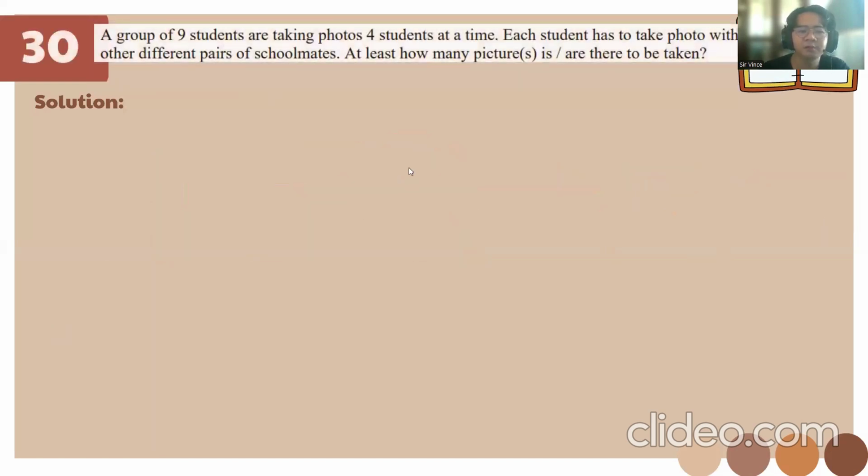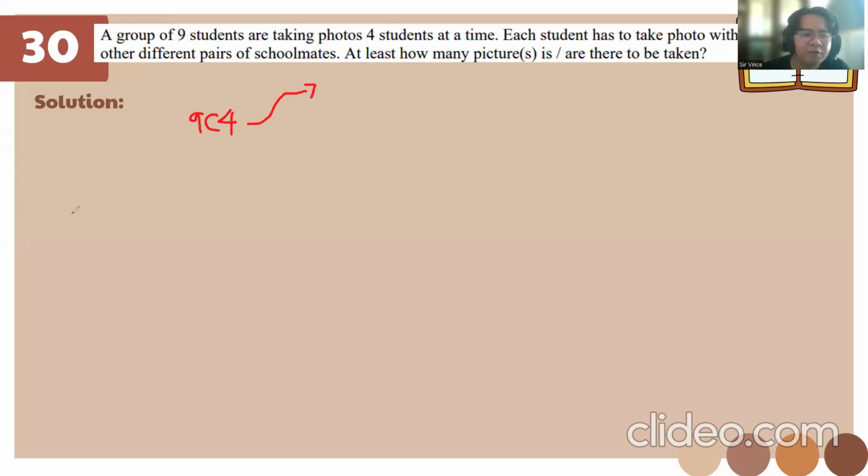So we are at the last problem before we recap our lesson. A group of 9 students are taking 4 students at a time. Each student has to take a photo with any other different pairs of schoolmates. At least how many pictures are there to be taken? So class, this is just 9 combination of 4, okay? 9 combination of 4. Let's do it.